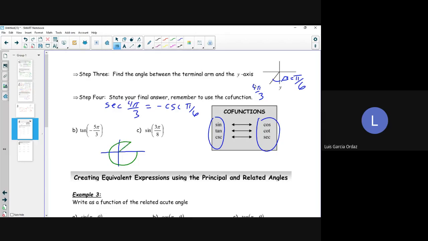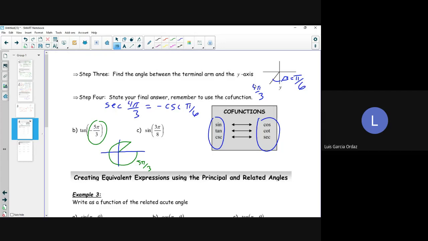Wait, sir. If the negative is outside, like if it's negative 10 pi over 3, you still go that way? Yeah, you still go clockwise, even if the negative is outside. It's only different when it's attached to the actual radian measurement itself. Okay. Good.